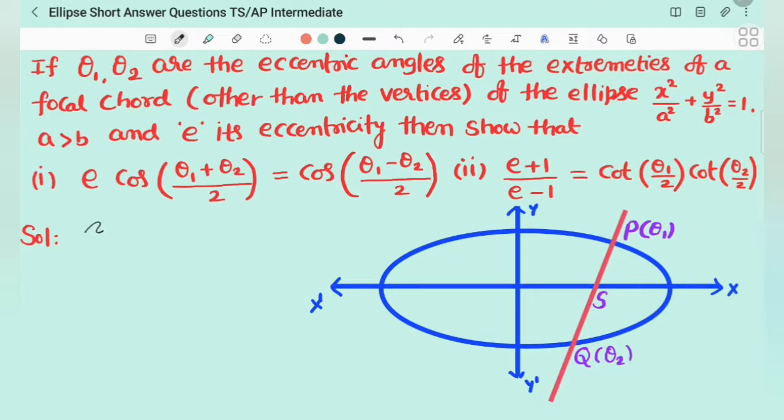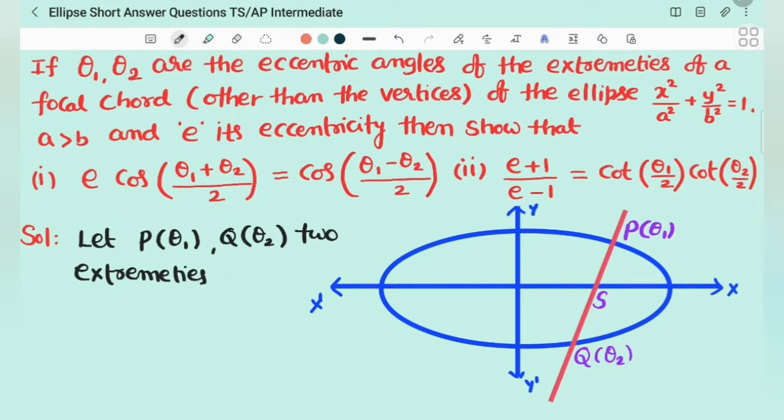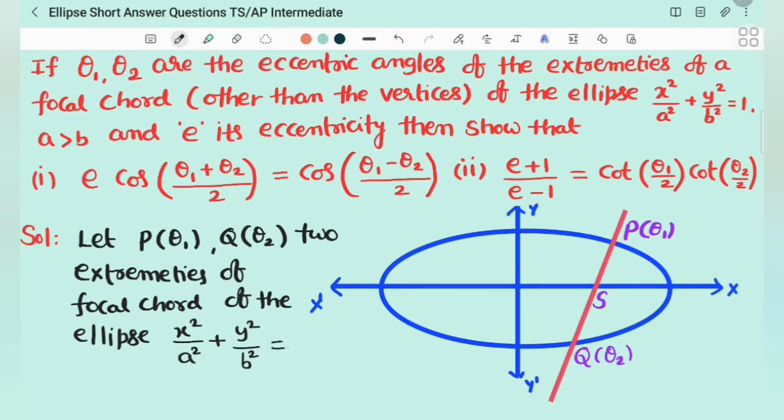So first step, let P of T1, Q of T2 be two extremities of a focal chord of the ellipse. The ellipse is in the standard form x square by a square plus y square by b square equal to 1. So theta 1, theta 2 are eccentric angles, so we are taking parametric points on the ellipse. Here I am mentioning what is P of T1 and what is Q of T2, dear students.